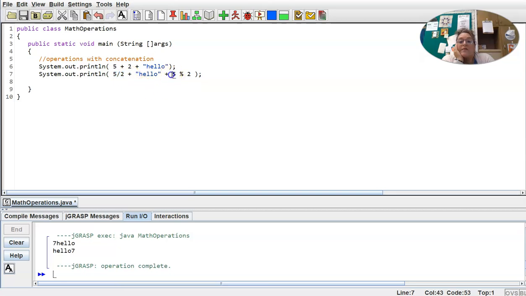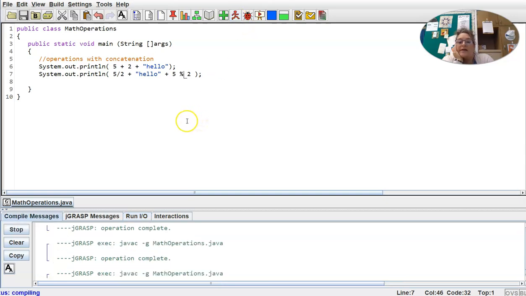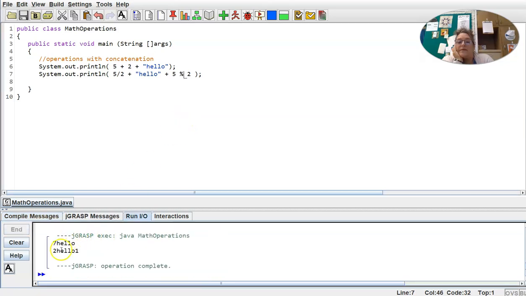Okay, then we also have a modulus. So we did the division. Now we come to the modulus because we're working left to right. And 5 modulo 2, that's going to return the remainder when we divide. And that's going to be a 1. So then Java looks at those answers and concatenates with the word hello. So we're going to have 2 hello and 1. So let's go ahead and run that. Okay, and there it is, 2 hello 1, just like we expected.